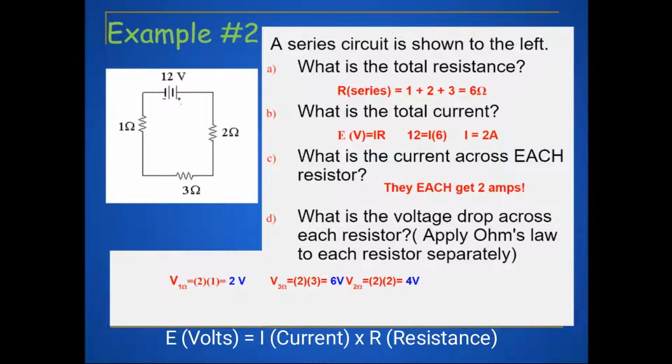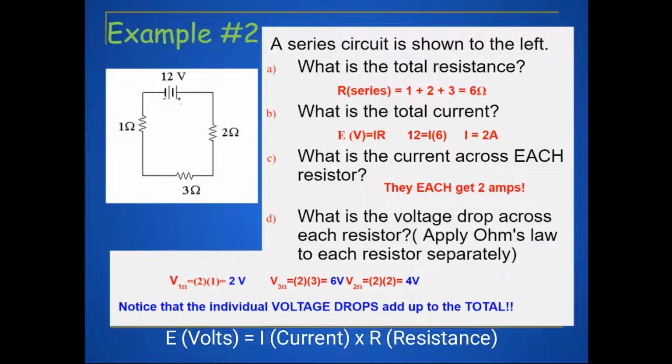So again, you're using Ohm's law to figure out the voltage drop across each resistor. And when we're figuring out voltage, voltage equals E. Notice that the individual voltage drops add up to the total voltage that is across all the circuit. So 2 plus 6 plus 4 equals 12.